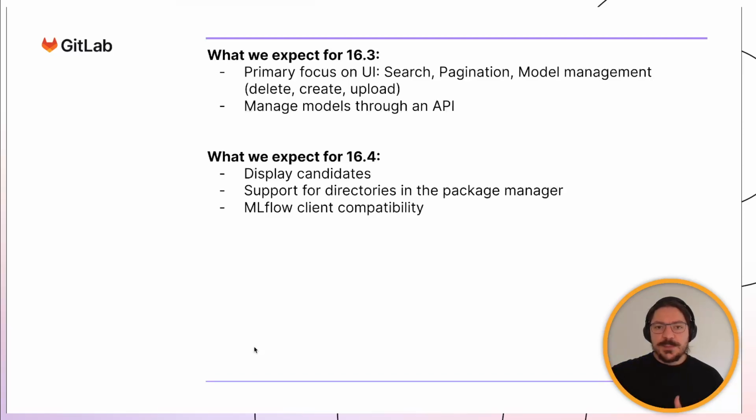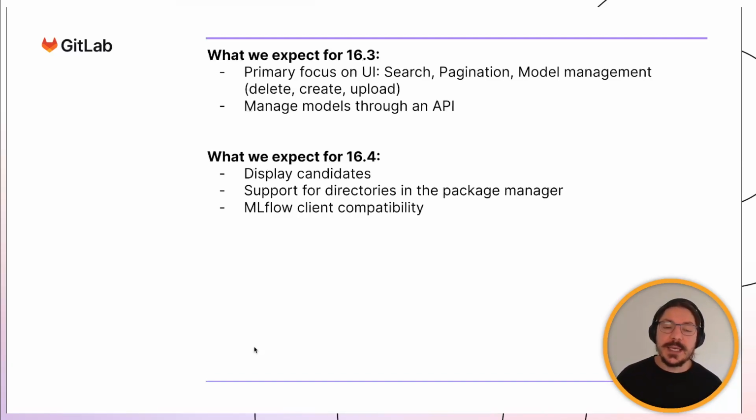What do we expect for 16.3? The heavy work that we did so far was on creating the data layer, meaning all the backend changes that you don't see happening. That was done pretty much, and now we're moving on to the UI. There was a very simplistic UI that I showed before, but we want to iterate on this. We want to add search, pagination, model management, delete, create, and upload files directly from the UI.